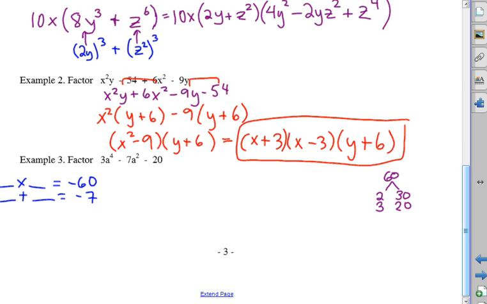You getting there? No. 4, no. 5 does, right? 5 and 12. 5 and negative 12.